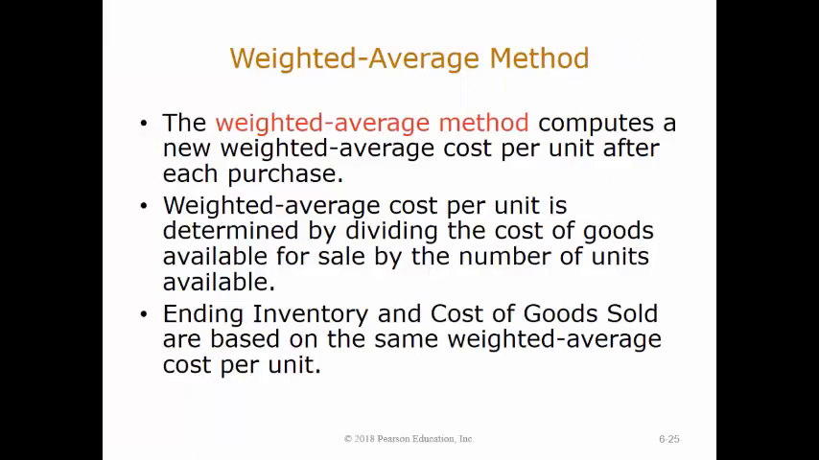The weighted average method is an inventory costing method based on the weighted average cost per unit of inventory that is calculated after each purchase. Weighted average cost per unit is determined by dividing the cost of goods available for sale by the number of units available. When units are sold, they are removed from inventory using the weighted average cost at the time of the sale. When new purchases are added, the weighted average cost per unit will change again and will become the new weighted average cost that will be used for the next sale.